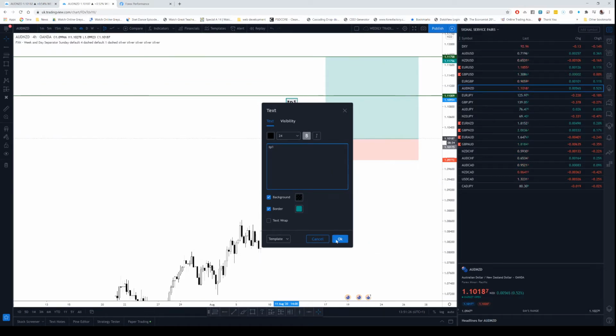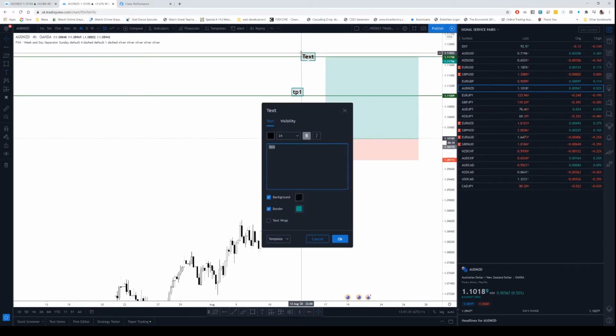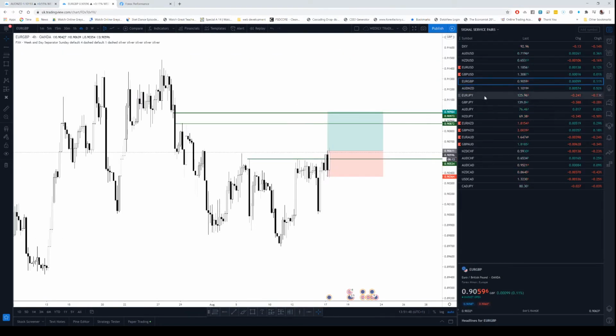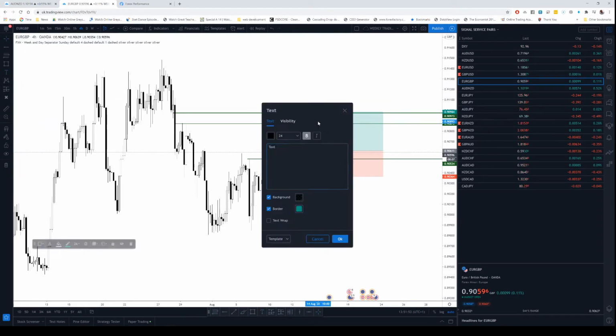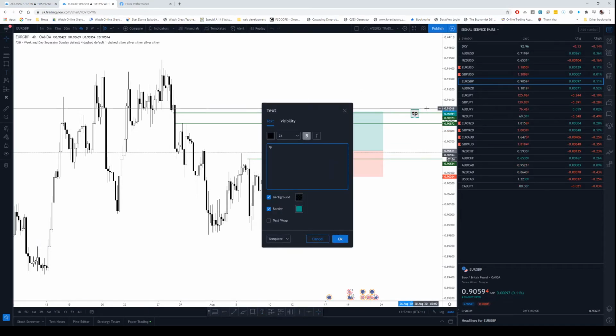That'll be TP1 and TP2. Alright, so there you go, if you want to take it, just like the pound. If you want to take them, let me mark TP1 and TP2.